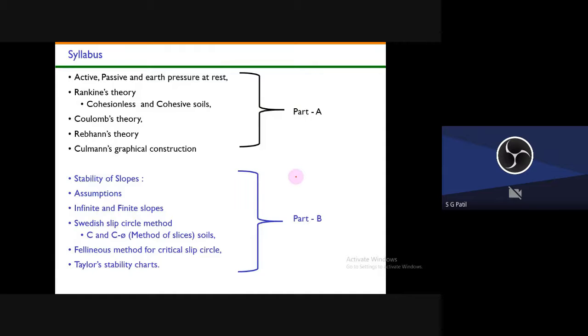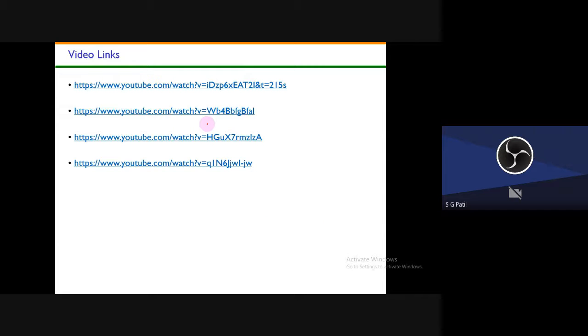So this is the syllabus. Part A is all about earth pressure theory, and part B is all about slope stability. I'll come to slope stability in a while. So this will be your part B and this will be your part A.